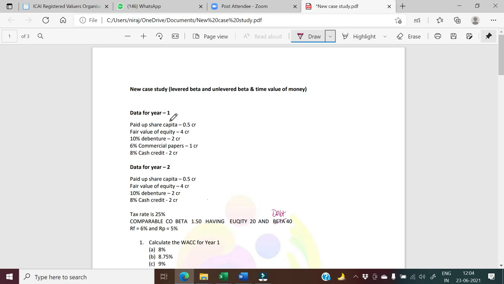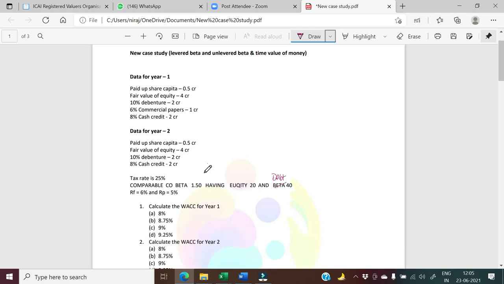Beta has not been given to us directly. It has told us that the comparable company beta is 1.5, having equity of 20 and debt of 40. So we can just reverse calculate the unlevered beta and then recalculate the levered beta for the company for which the sum has been given to us. RF has been given to us as 6%, RP has been given to us as 5%.